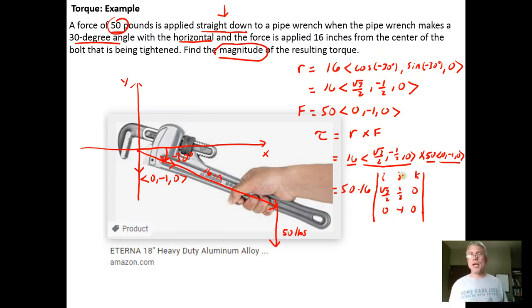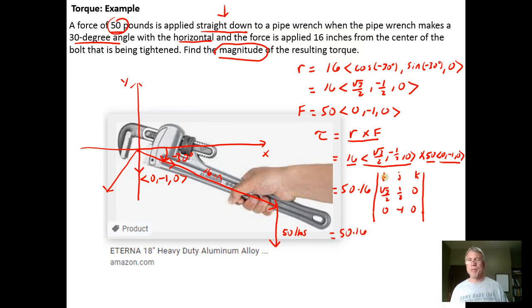And then before I even do the calculation, I know the cross product has to be perpendicular to r and f, which are in the xy plane. To be perpendicular to both, I'm going to have no x and y components, and everything will be in the z direction. If we calculate this cross product, here's my 50 times 16.